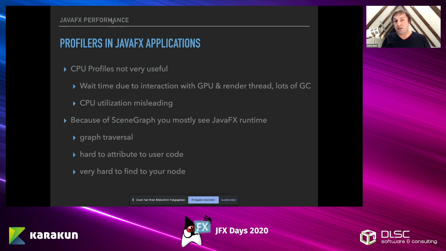CPU profiles are not very useful. There's a lot of wait time due to interaction with GPU and render threads. There's lots of GC because nodes are thrown away, but it's not usually a problem. So CPU utilization is quite misleading in JavaFX applications. And because the scene graph does all the rendering and everything, most of the things that you see are actually graph traversal. And it's really hard to find out what part of your code is causing these operations, and it's really very hard to spot your node inside these profiles.